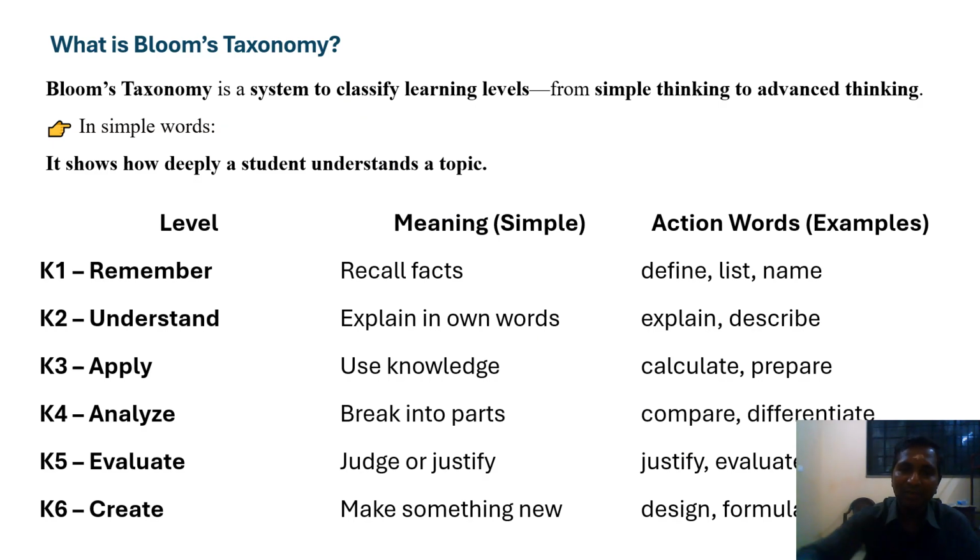The first level is remember, where students recall basic facts. The second level is understand, where students explain concepts in their own words. The third level is apply, where knowledge is used to solve problems. The fourth level is analyze, where information is broken into parts to understand relationships. The fifth level is evaluate, where students make judgments or assess information. The sixth and highest level is create, where students develop new ideas or design new systems. These levels help teachers design learning objectives and examination questions appropriately.